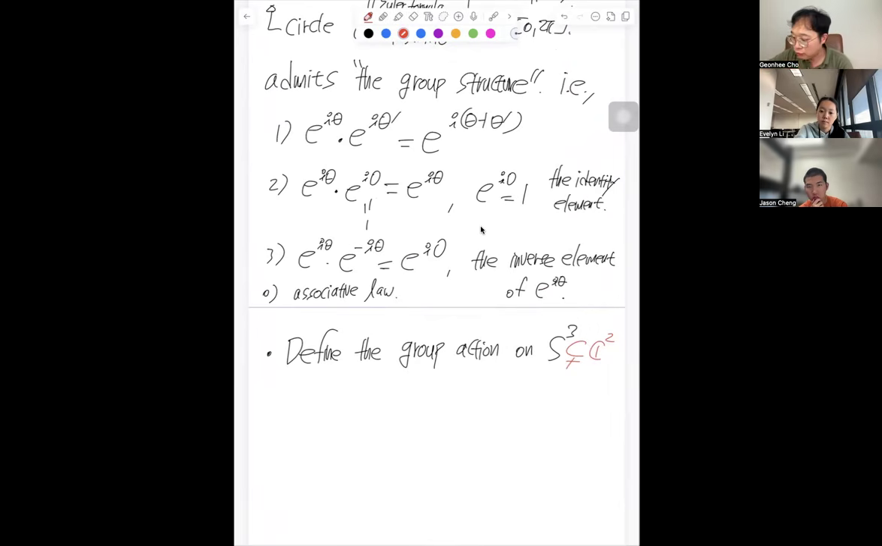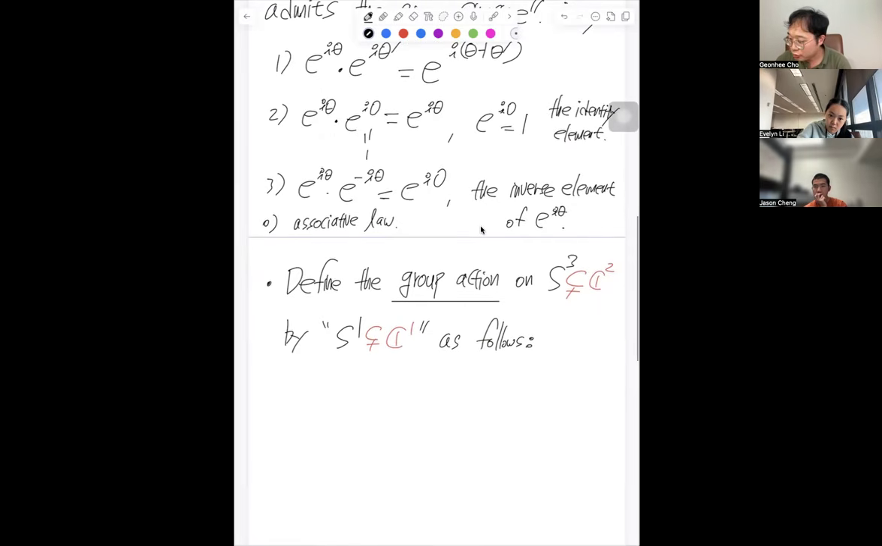And we define the group action as follows. Let me say it like this: S1, sitting inside of C1, acts as follows. Then you should imagine what we want to do. You have this guy, and let me just pick an arbitrary element, say Z. Z consists of Z1 and Z2.